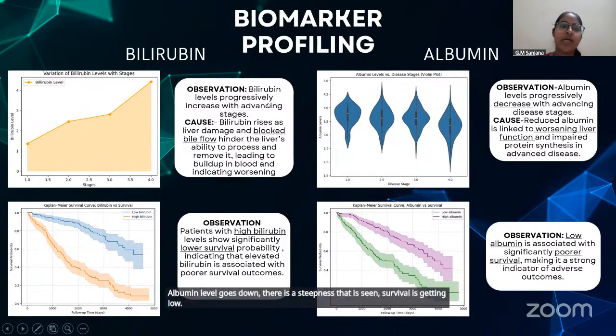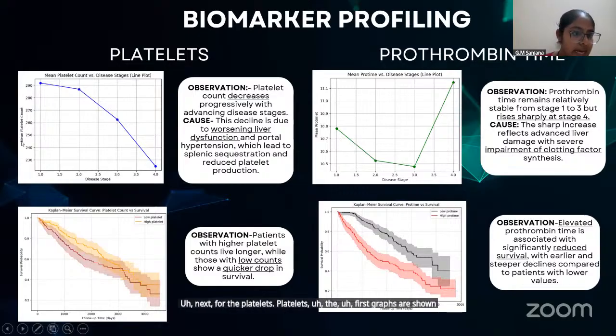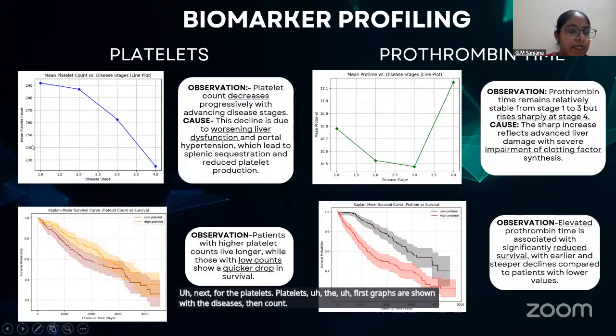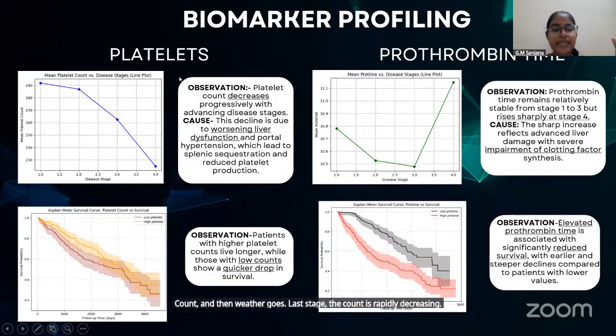Next, for the platelets. The first graph shows the disease stages and the count. The first stage starts with a good count, and by the last stage the count is rapidly decreasing. And after platelets, next comes the prothrombin time.